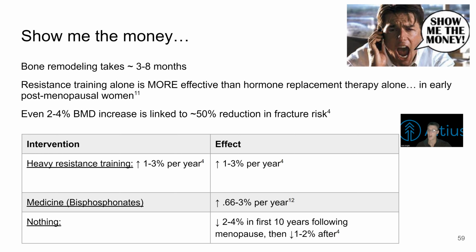After 10 years, we can expect an additional 1 to 2% loss of bone mineral density. So this is a really steep rate of decline, right? And this is what we want to prevent.